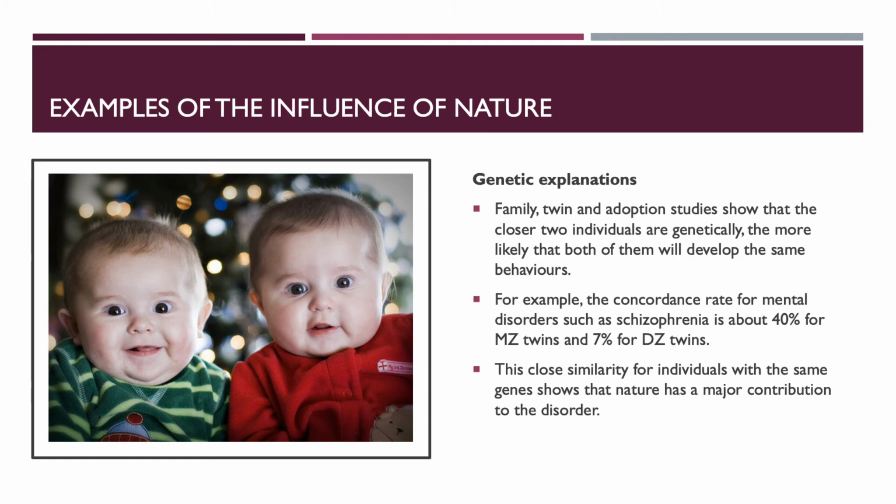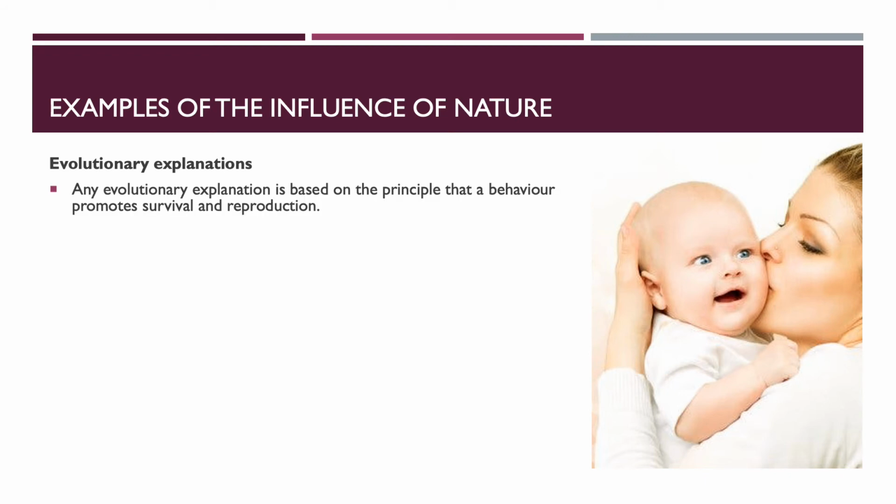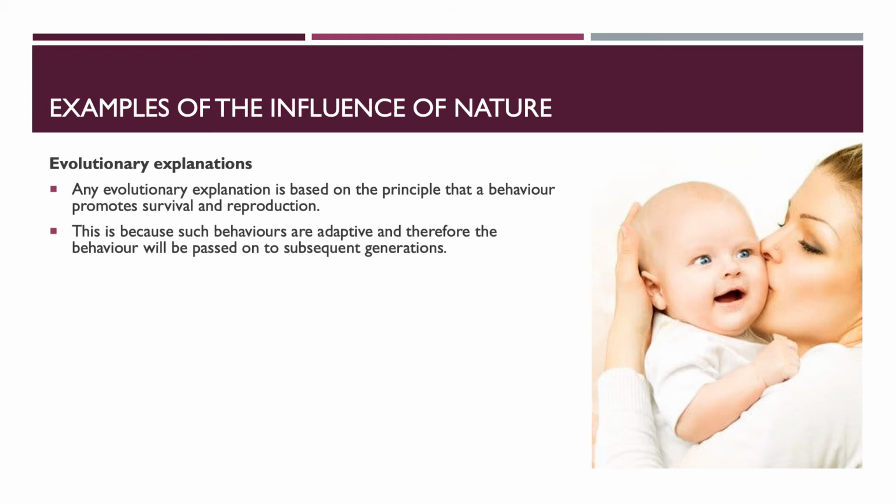And then we look at evolutionary explanation, and any evolutionary explanation that we've ever looked at is based on the principle that behavior promotes survival and reproduction. So we've looked at this recently when we looked at aggression and how that could be seen as an adaptive behavior. This is because such behaviours are adaptive and therefore the behaviour will be passed on to subsequent generations. Can you think of an example of an adaptive behaviour? I might have just given you a clue, but there's lots of other adaptive behaviours that you might be able to think of.